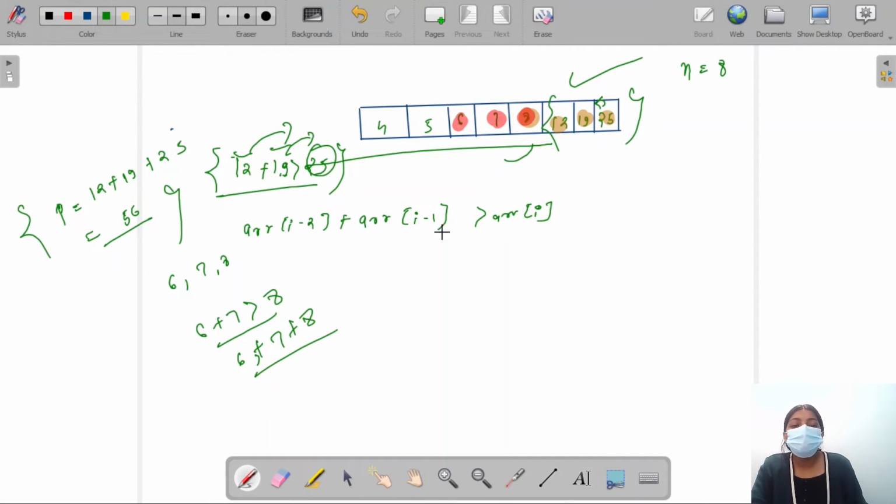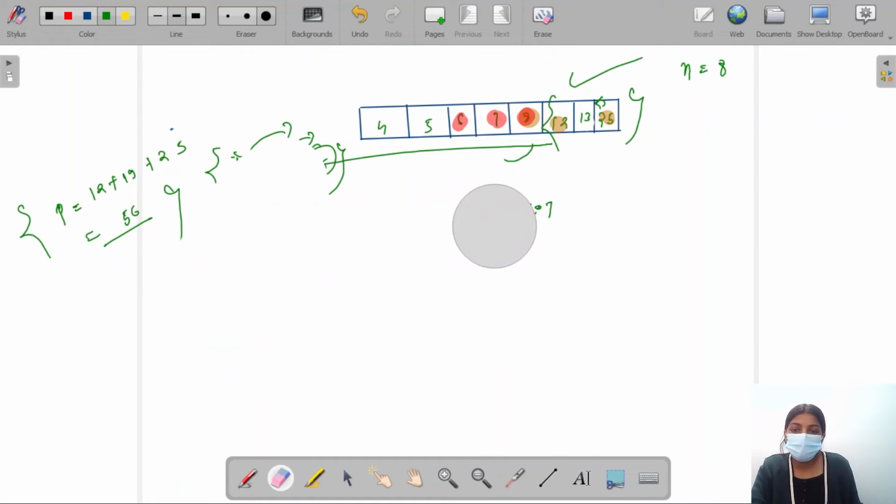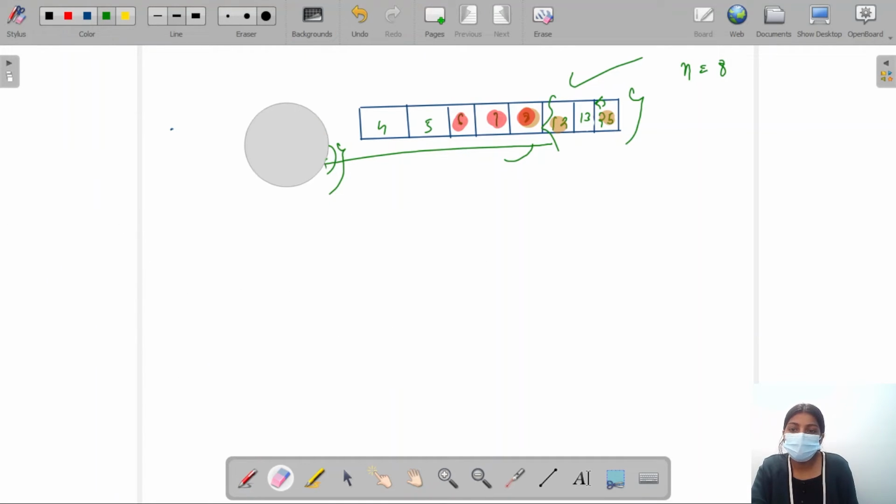Okay, let's say this does not form any triangle. Let me just make this element 13. Now I again check the condition that the sum of arr of i minus 1 and arr of i minus 2 should be greater than arr of i, right? So let's just check this condition.